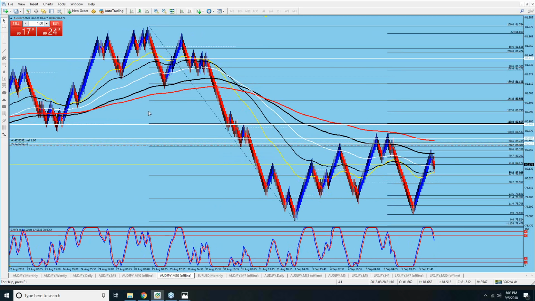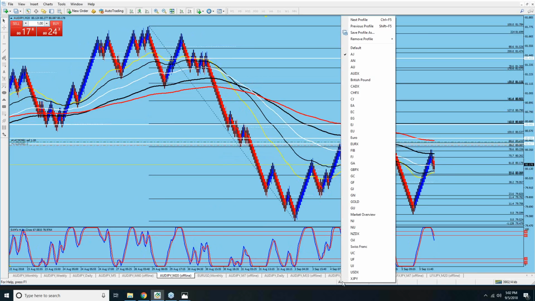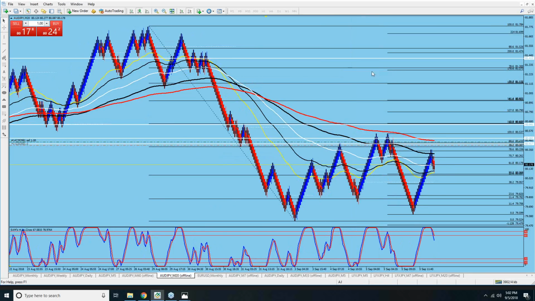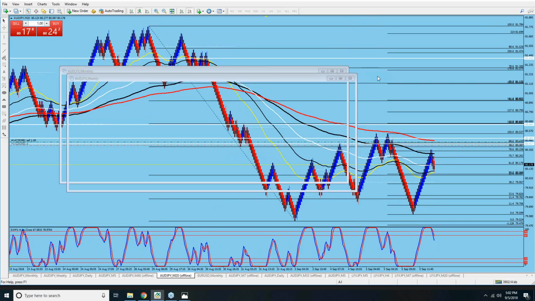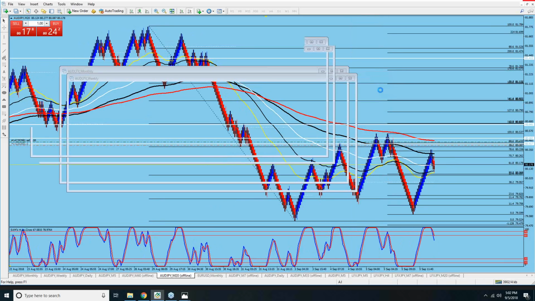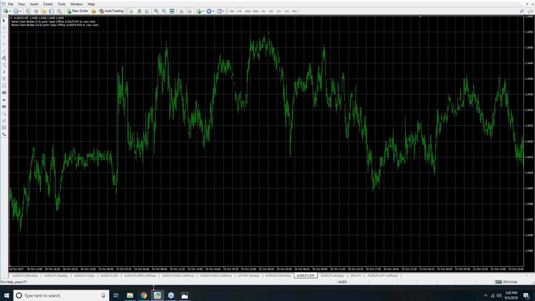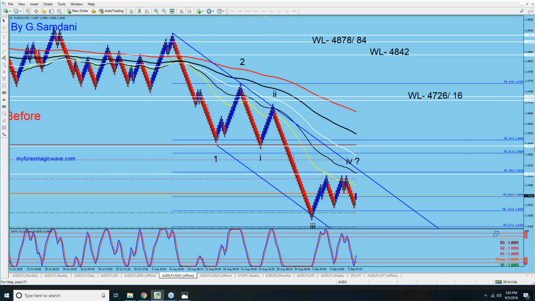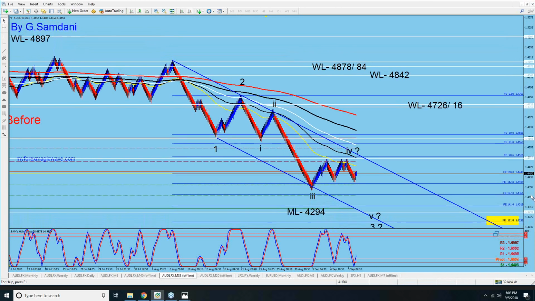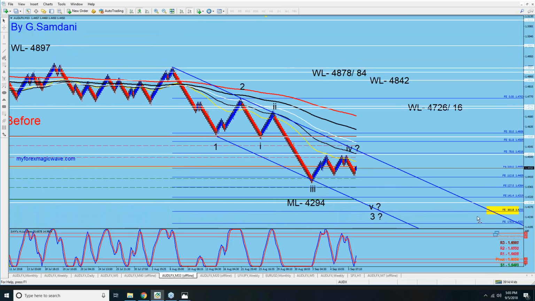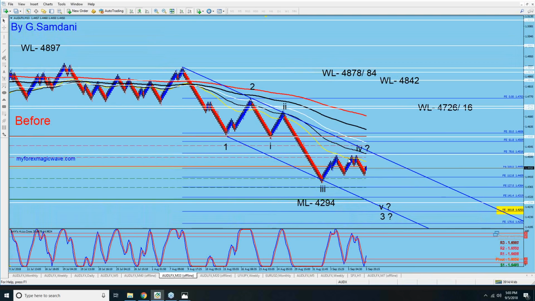Man, I was counting these. Oh, Aussie dollar. Now I remember, Aussie dollar. Let me show you. Let me go back. So what I'm paying attention to is this chart here, right? I'm working on it, because it looks very, very good to me here, that this is what possibly is going to happen, right?